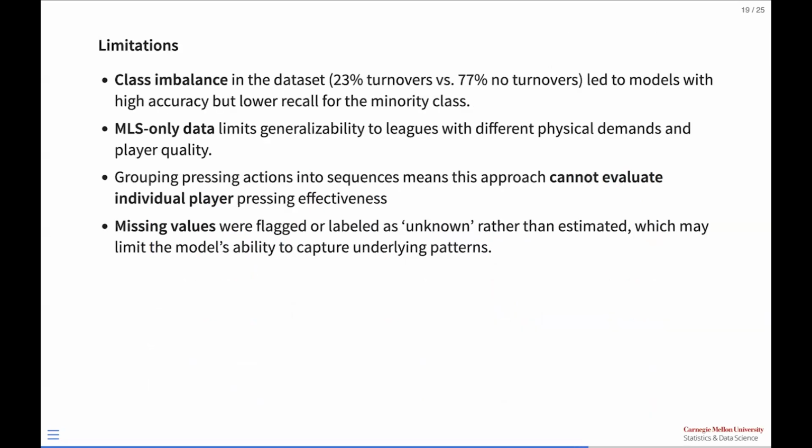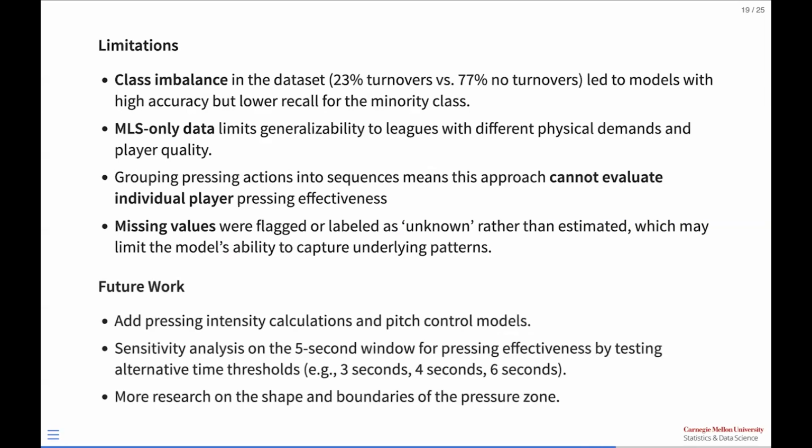Now, there were a couple of limitations to our project, like the class imbalance that I mentioned earlier. We only used MLS, so it's probably difficult to get the same results from other leagues. The fact that we group pressing actions into pressing sequences means that it's hard to evaluate on an individual level, and there were a lot of missing values that we just flagged or labeled as unknown because we didn't want to remove a lot of rows. I think we checked, and if we had removed all the unknown values, we would have lost about 50% of everything that we had. So we just labeled them unknown or created a flag.